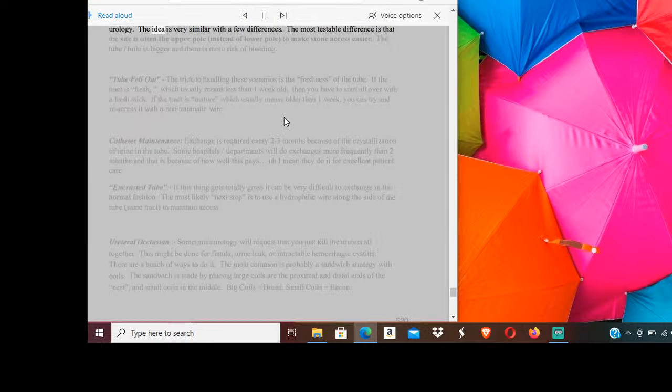Urology. The idea is very similar with a few differences. The most testable difference is that the site is often the upper pole instead of lower pole to make stone access easier. The tube eye hole is bigger and there is more risk of bleeding.